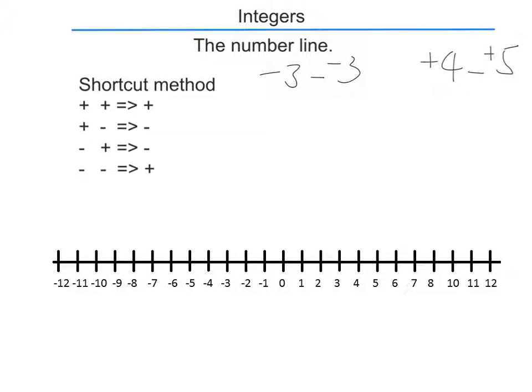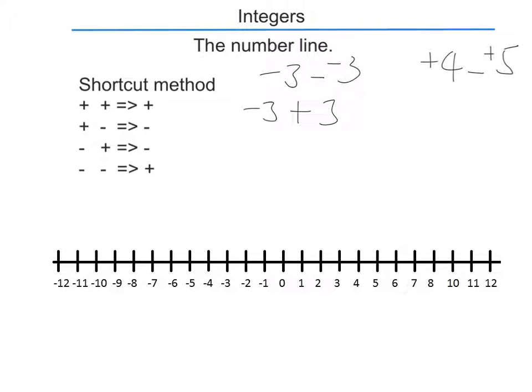So if I've got this example here, which is -3 minus -3, the first thing I do is I just rewrite it using the shortcut method and combining both of these two negatives into a positive because they're worth the same. So that's really just the same as -3 plus 3.